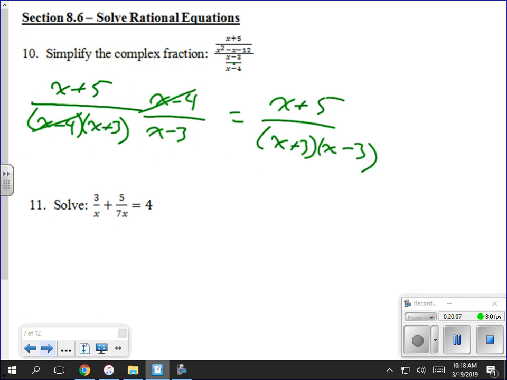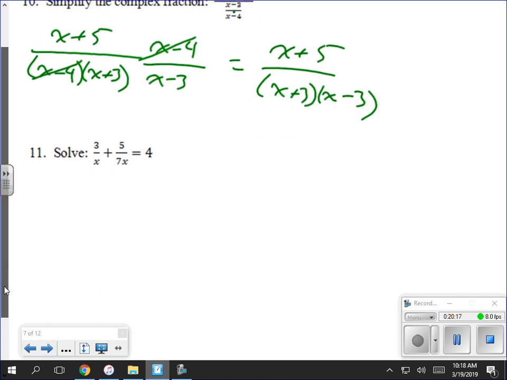Invert and multiply. That's what division is, invert and multiply. Take the denominator, flip it over, multiply times the numerator. You're good. Okay.